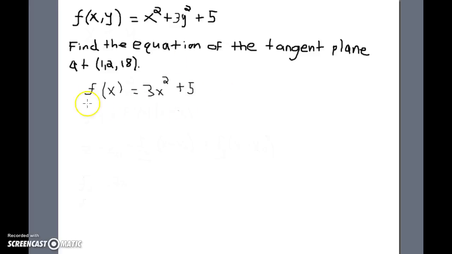So let's take this curve here for an example. f of x equals 3x squared plus 5. This is a parabola. You learned in Calculus 1 and 2 that in terms of expressing a tangent line equation, it's very much like point-slope form. It was y minus y1 equals the derivative at a certain point, that is your slope, times x minus x1.